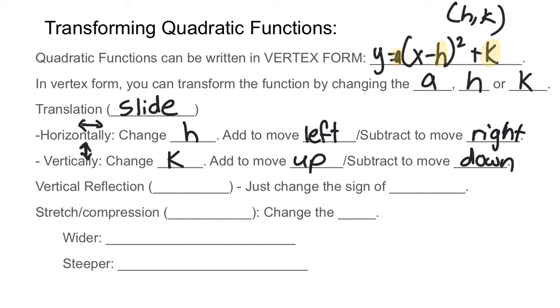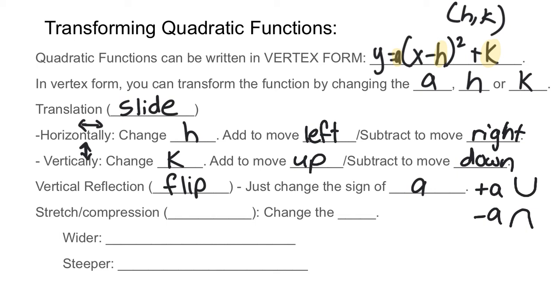Then you got to also be able to reflect. Now, hopefully you remember reflections or flips. You're only going to reflect vertically. All you have to do is change the sign of A. So if A is positive, you're going to have a parabola that opens up. If you have a negative A, you're going to have a parabola that opens down. Sad face when it's negative, happy face when it's positive.